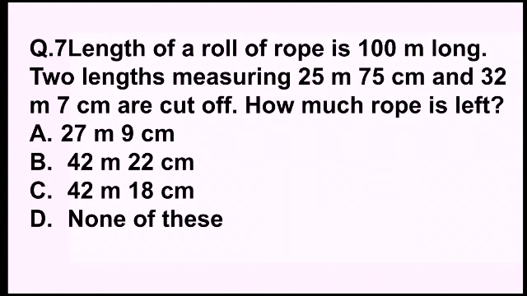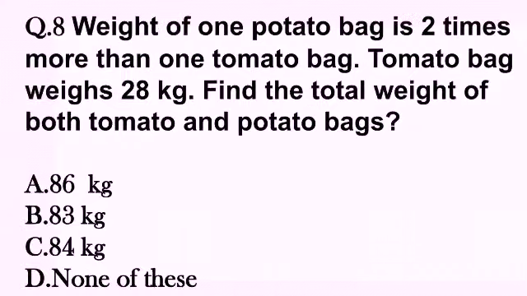So the total length of the rope is 100 meter, and 2 lengths measuring 25 meter, 75 centimeter and 32 meter, 7 centimeter are cut off. So how much rope is left? Check the options. Option A, 27 meter, 9 centimeter. Option B, 42 meter, 22 centimeter. Option C, 42 meter, 18 centimeter. And option D, none of these. So what will be the correct answer? Choose it and give the answer in the comment.